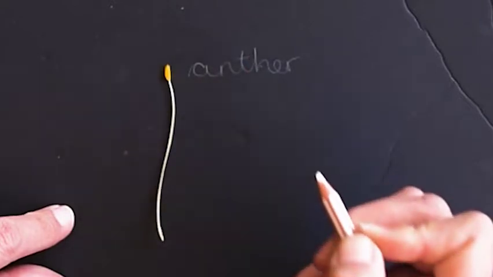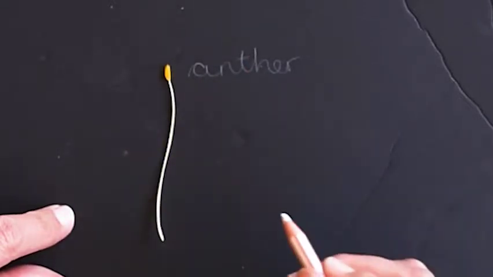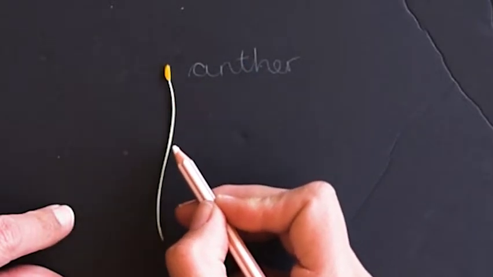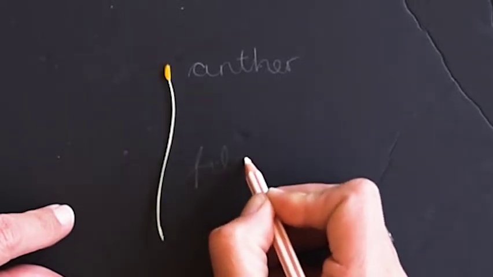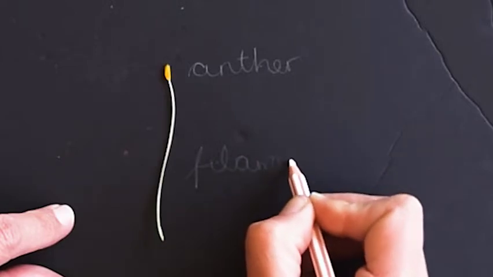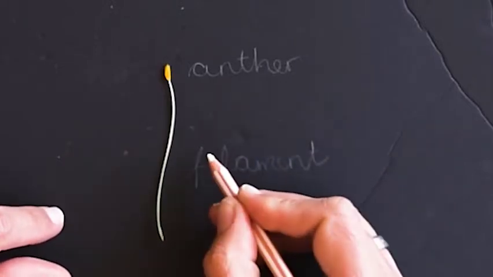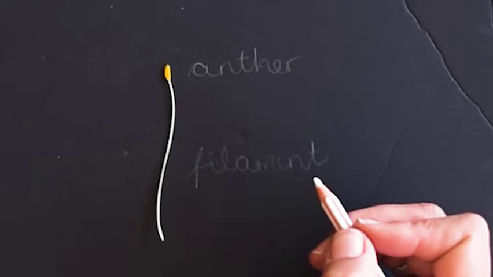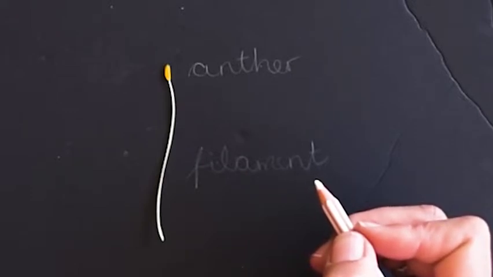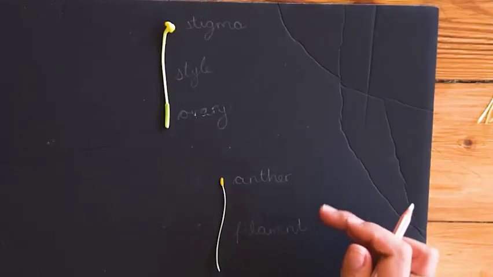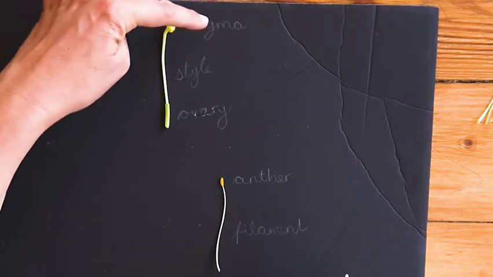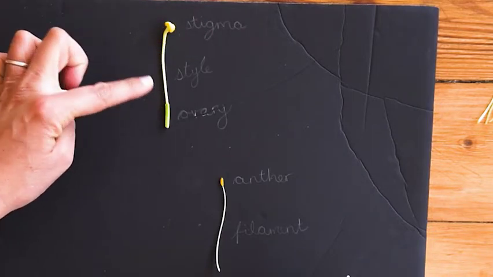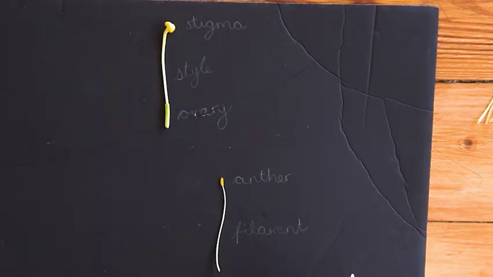And it doesn't just float in the air, does it? It's attached to this long bit here, which is called the filament. The filament supports the anther. The word filament comes from the Latin word filum, which means thread. So we have the anther and the filament making up the stamen, and the stigma, the style, and the ovary that make up the pistil.